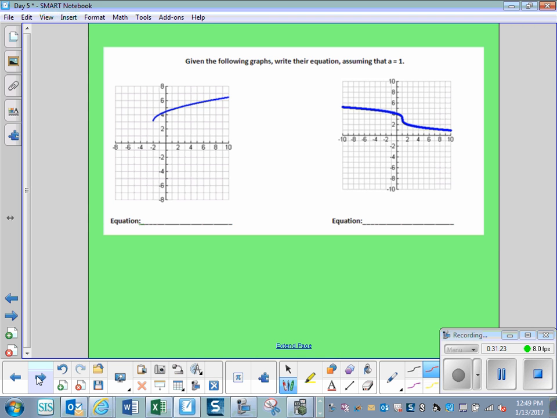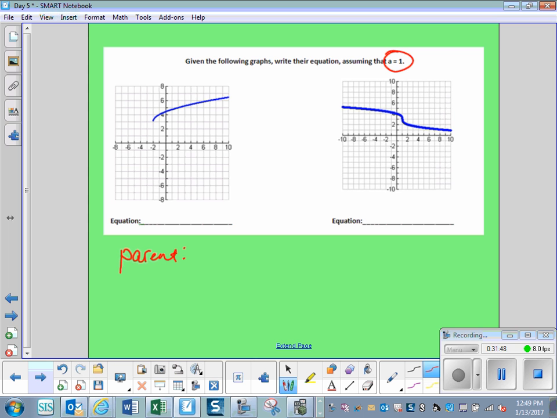Given the following graphs, write the equation assuming that A is 1. Right? Always three directions. We are told that A is 1. Yes, of course. A is 1. Okay, so what is the parent function for this one? What is my parent function? Do we recognize the shape?